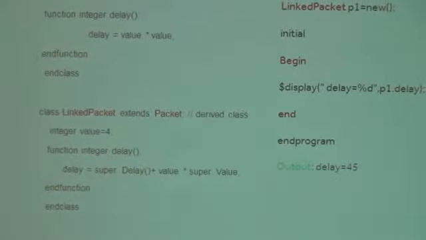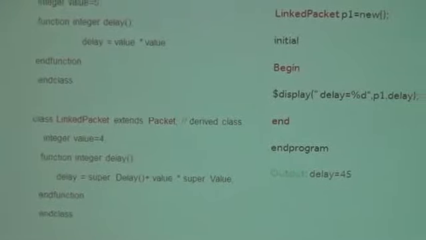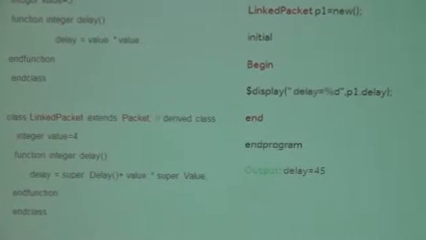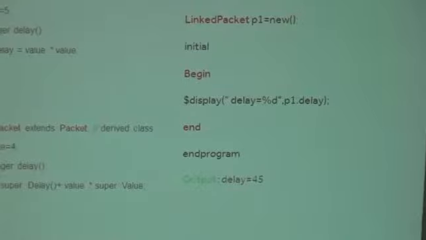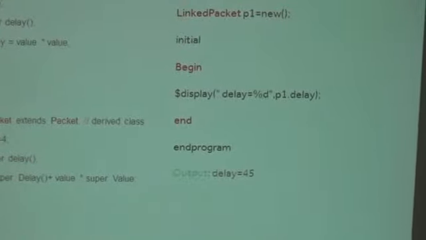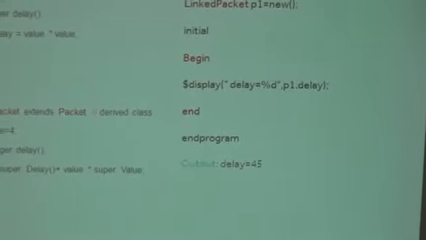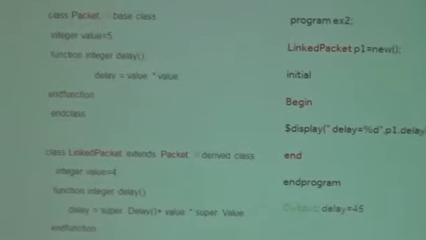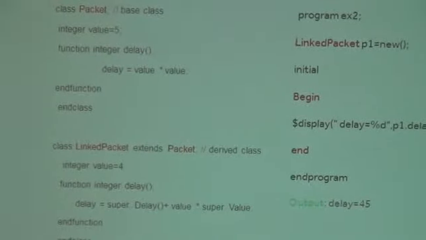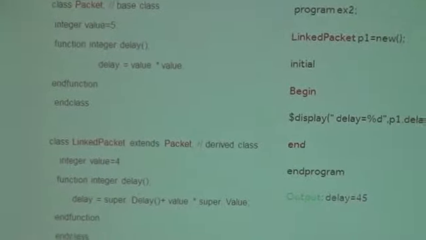That is 25 plus 4 star of super dot value, which is 5. So 5 4s are 20, and 25 plus 20 is 45. So in my program I have got the output as delay is equal to 45. In this manner, to distinguish the derived class properties and parent class properties, use the keyword super.